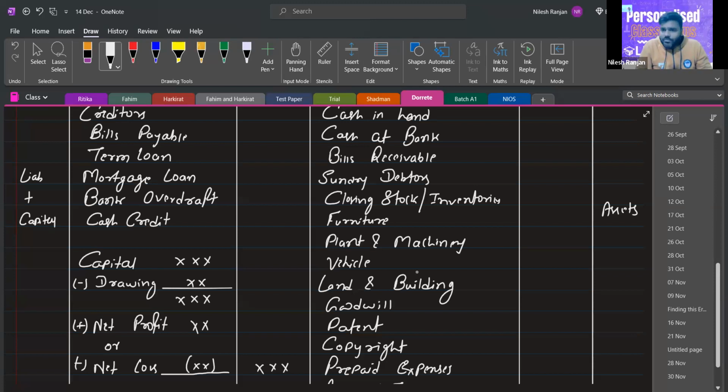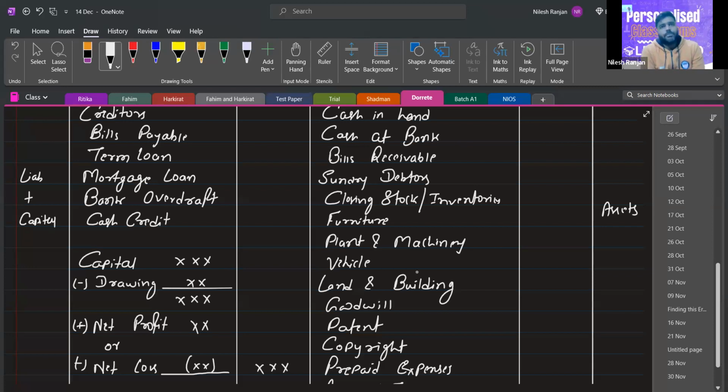Mortgage loan is the same thing, but in this you have given some property as security to the bank. So that's why it is called mortgage loan, means you have taken a loan against some asset. If you don't pay this loan or you default in payment of this loan, then the bank will seize your particular asset. So that's why it is mortgage loan.